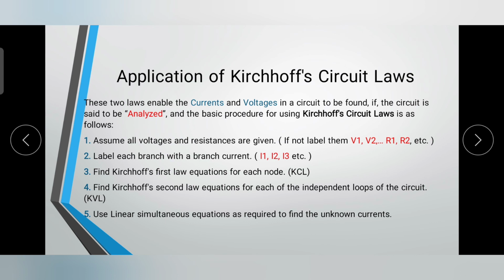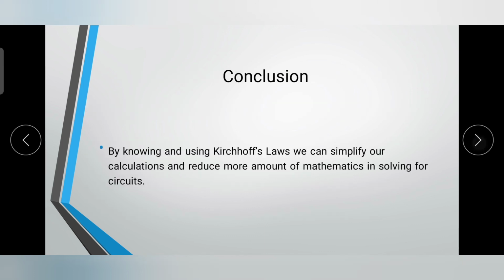Okay, what are the applications we can get by using Kirchhoff's circuit laws? These two laws enable the current and voltage in a circuit to be found if the circuit is to be analyzed. The basic procedure for using Kirchhoff's laws is as follows. Assume all voltages and resistances are given. Label each branch with a branch current. Find Kirchhoff's first law equations for each node, KCL, and Kirchhoff's second law equations for each of the independent loops of the circuit, and use linear simultaneous equations as required to find the unknown currents.